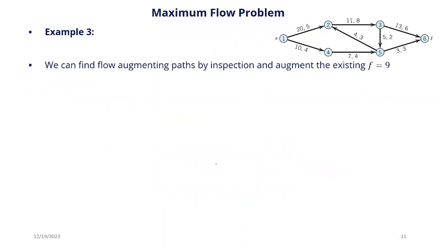We can find a flow augmenting path by inspection and augmenting the existing F. First of all, if we look at the current flow of the system, you can determine it from what is flowing into the sink. This arc is 3 flowing into the sink, and this arc is 6 flowing into the sink. So if we add 3 plus 6, we get 9. The current flow is 9. So we want to maximize the flow and see how far we can get.